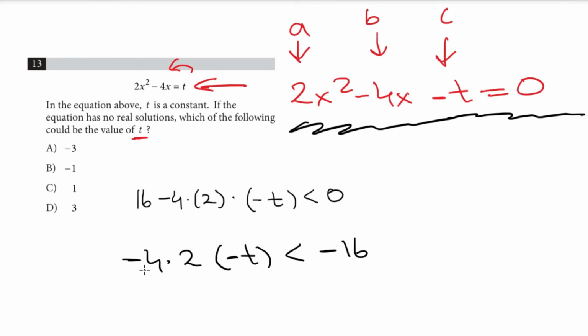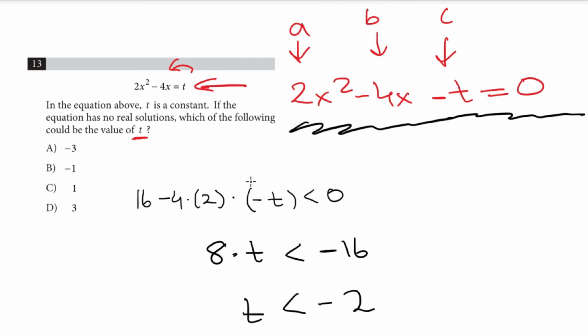Now let's multiply negative 4 times 2 times negative t. What we get is 8 times t. And now just leave t alone. So t is less than, we divide everything by 8, so negative 2. So in order for this quadratic equation to have no real solutions, t must be less than negative 2. And the only answer here that is less than negative 2 is a, negative 3. So negative 3 is the correct answer.